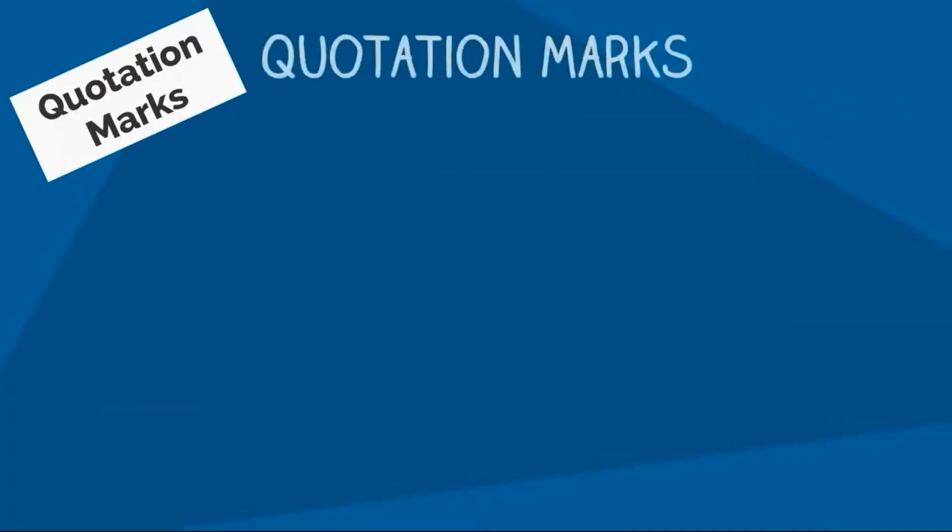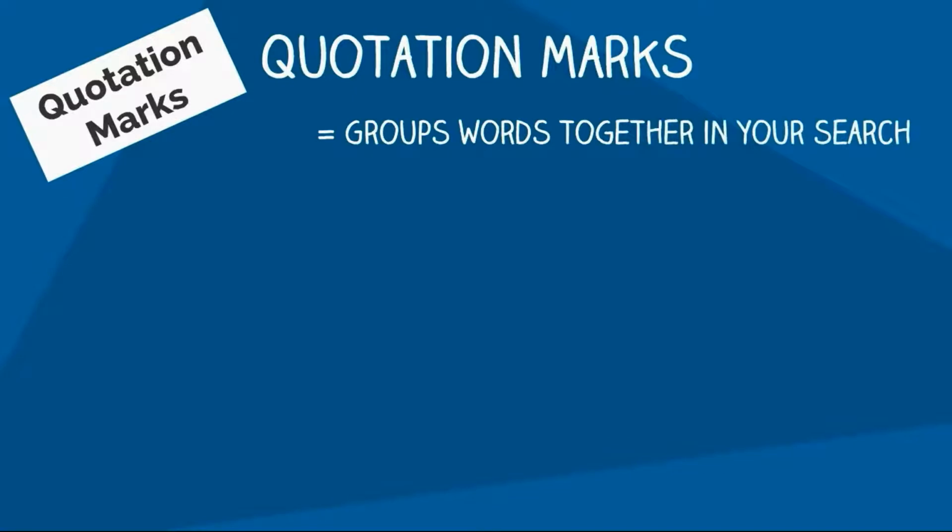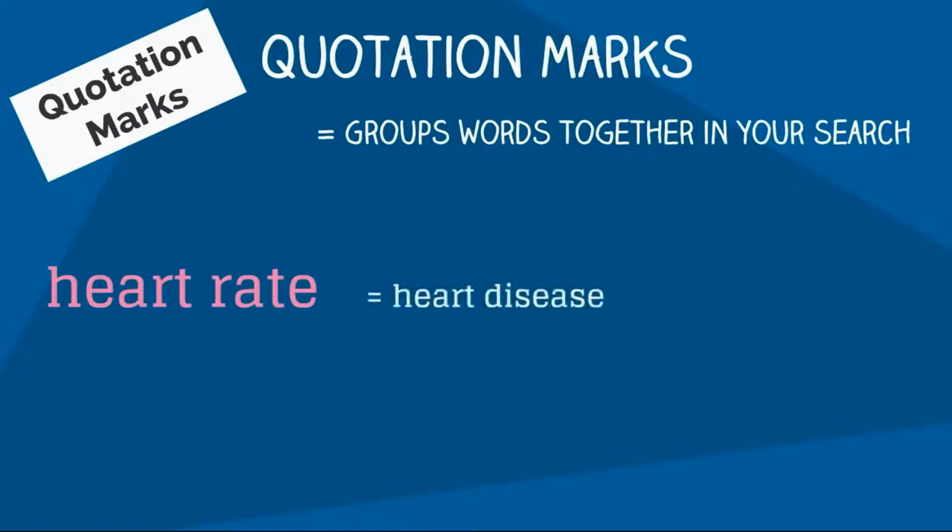By putting quotation marks around a specific concept or phrase, you will be able to keep these words together in your search. For example, if you didn't put the term heart rate in quotation marks, you could get articles that talk about either of these words separately, bringing up unrelated terms like heart disease or mortality rate.